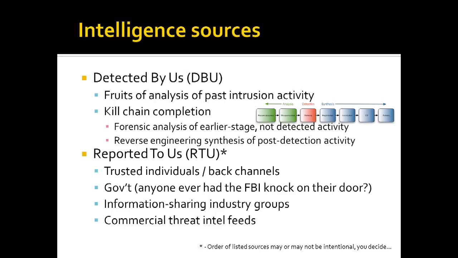So detected by us is essentially the fruits of your analytical labor, right? You have a past intrusion that you're analyzing, and you detect maybe in the delivery stage of the kill chain, and you analyze what had happened in the reconnaissance and weaponization stages, and you pull out some indicators there. Well, those new indicators are new intelligence that's detected by us, even though we didn't really detect it as it happened. And then, of course, synthesizing the rest of the intrusion.